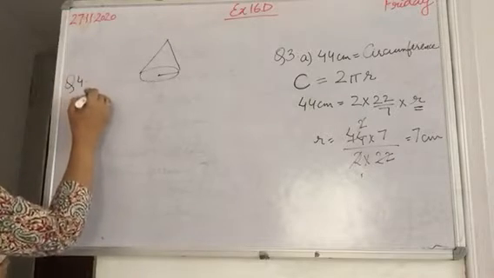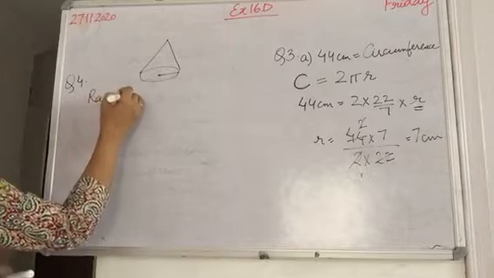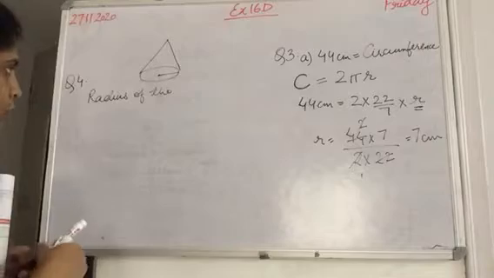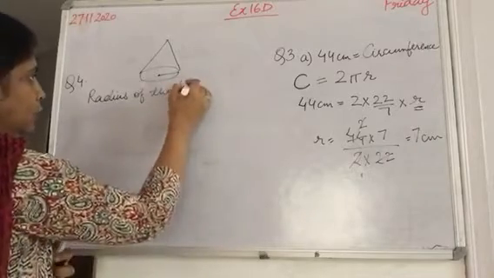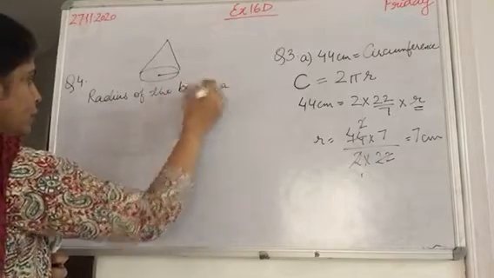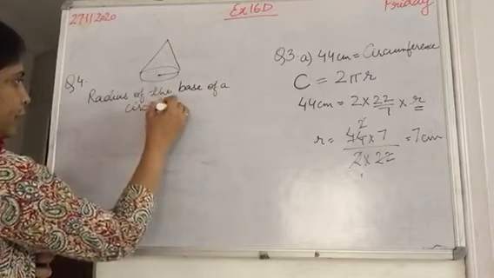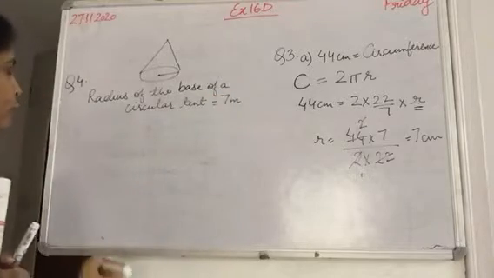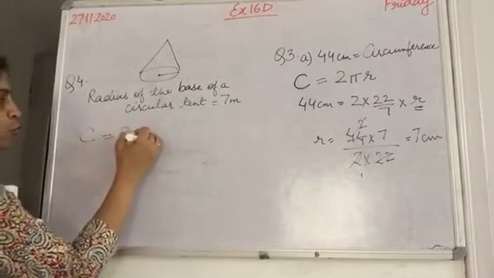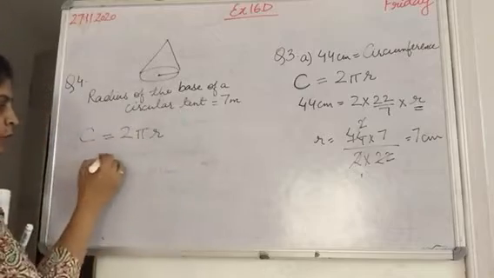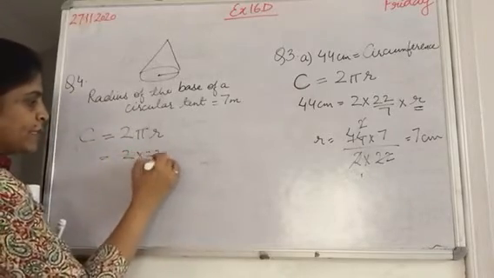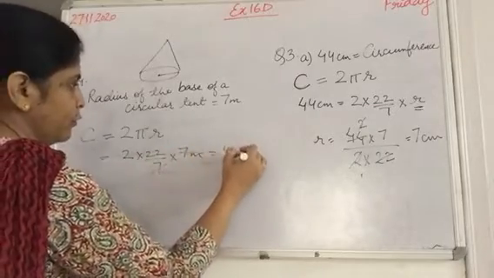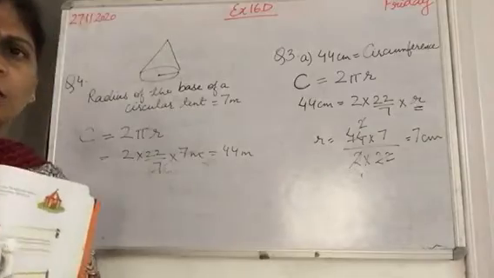So question 4, radius of the base of a circular tent is 7 meter. So circumference will be 2 into pi, 2 pi r, 2 into 22 by 7 into 7 meters. 7 and 7 cancel. 44 meter is the answer of it.